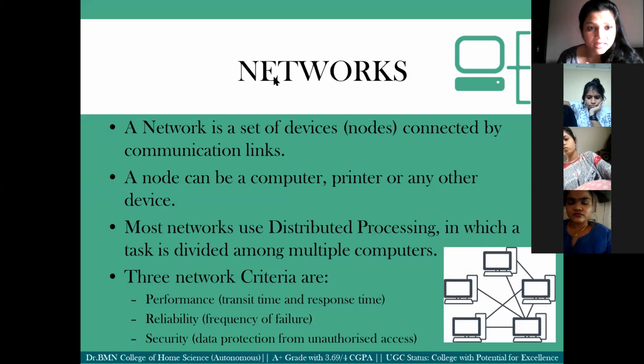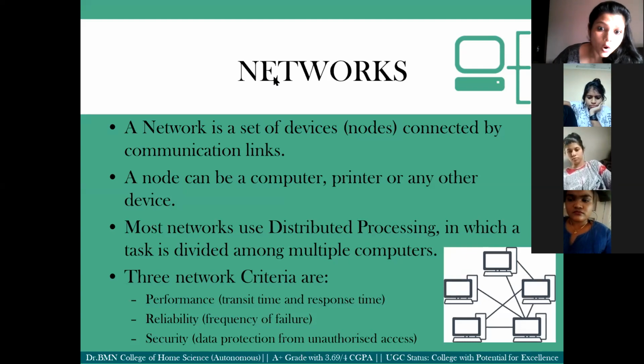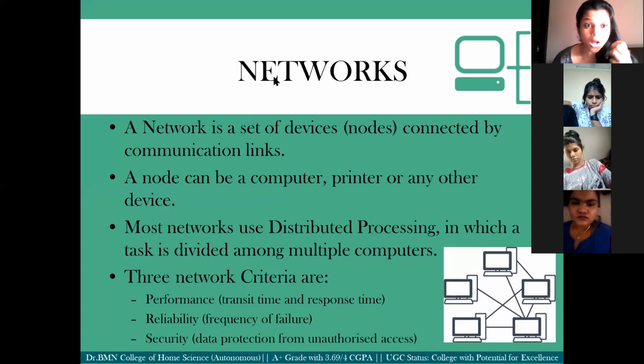Okay, so reliability is all about failure, and how the network comes back up and running. That is reliability. Then third is security. Security means how the data is protected from unauthorized access. Data leakage, hacking, cracking, phishing, a lot of things are happening on the network. So how secure is your network? That is security. So, data protection from unauthorized access.